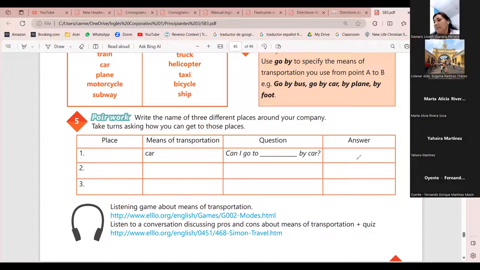Okay, the question will be, can I go to the restaurant by car? Then the answer is, yes, you can, or no, you can't, right? Or you can say, for example, you can drive, okay? You can walk, all right? This is what we are going to do.